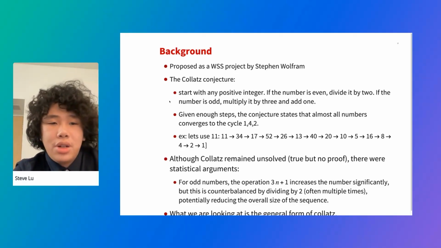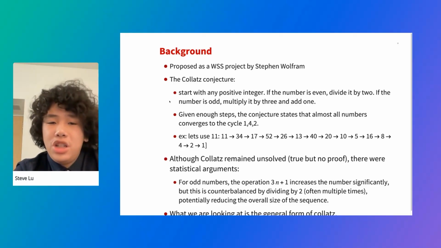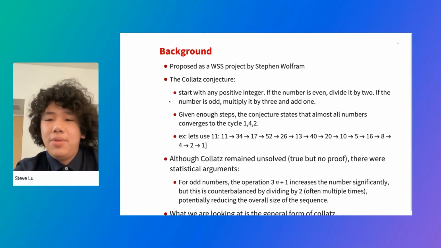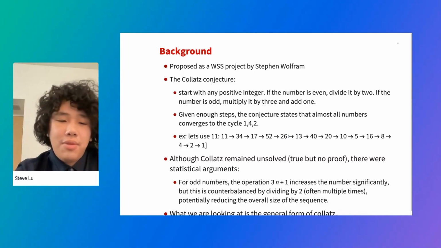To start, we're going to start with the Collatz conjecture. Now, it's actually very simple. You start with any positive integer, and if the number is even, you divide it by 2. And if the number is odd, you multiply it by 3 and add 1. It's very simple. So let's take 11, for example. You can see here that we have 11, it becomes 34, 17, 52, 26. It alternates between increase and decrease. Eventually, it converges to 4, 2, and 1.